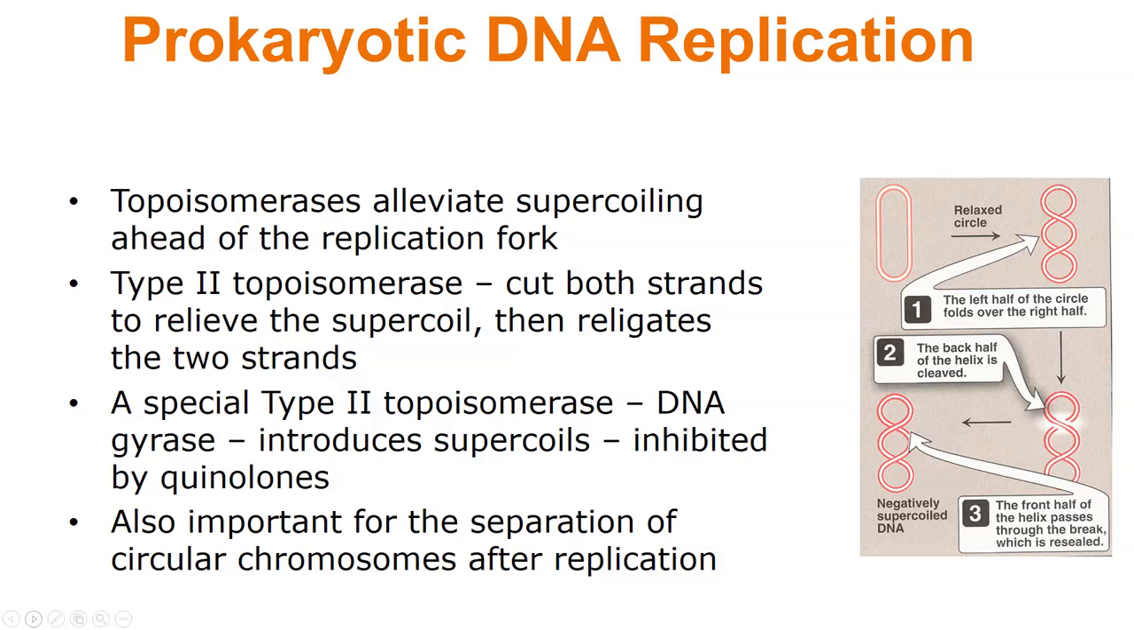And once again, we saw this in the last lecture, but there is a special type 2 topoisomerase called DNA gyrase. Its job is to introduce supercoils in bacteria to condense their chromosome. And actually, DNA gyrase will also separate the two strands. So DNA gyrase is a special one of the type 2 topoisomerases. All right.